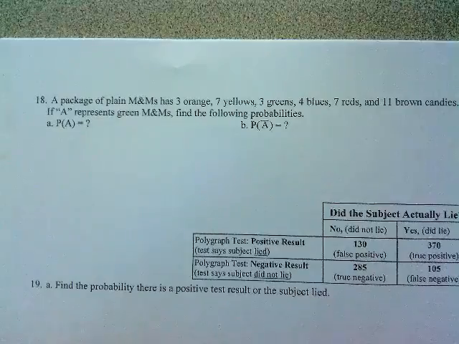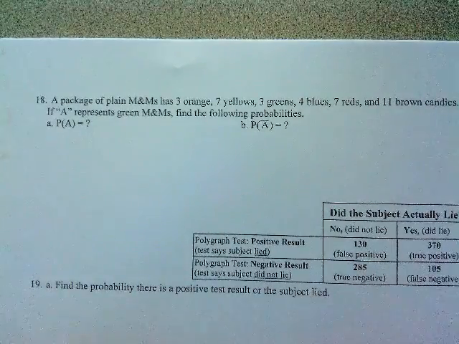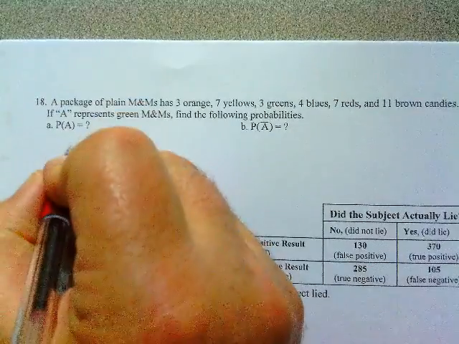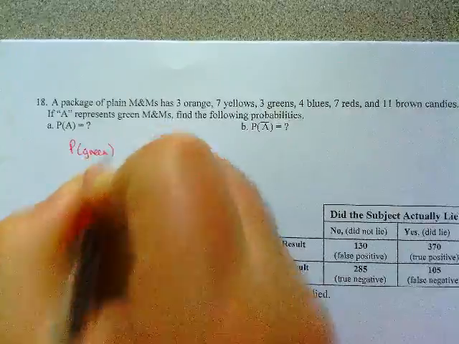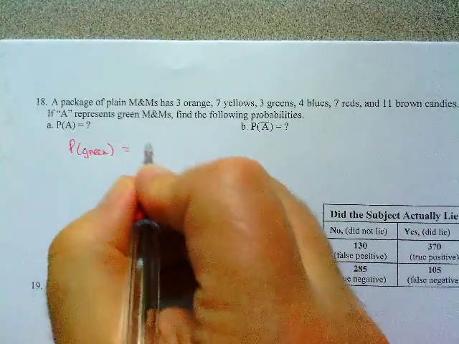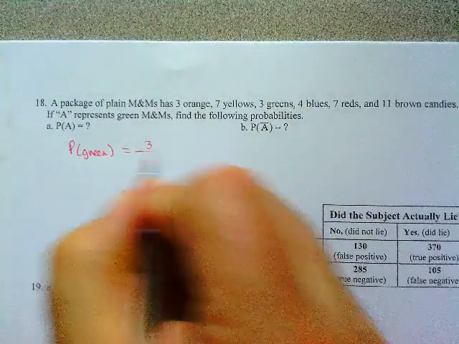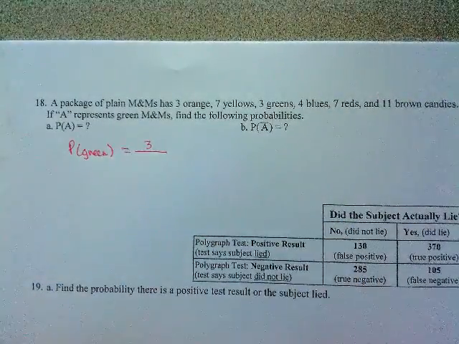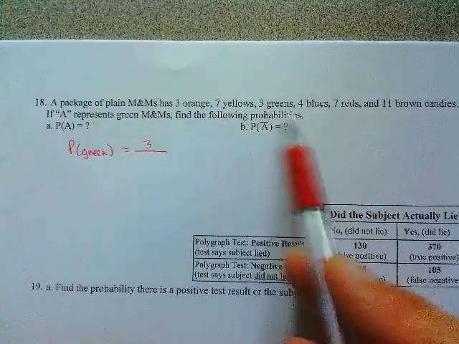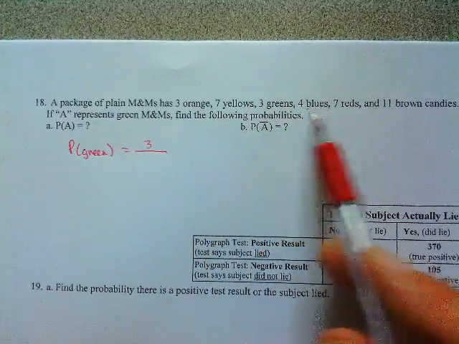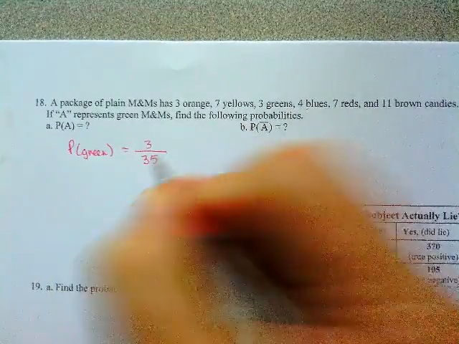So remember that in this case, probability is success divided by total. Really we want the green ones, the probability of getting a green one. Well, there's only 3 green ones, so that goes on top. Now, the bottom has to be the total. So we have 3 and 7, that's 10. And 13, 17, 24, and 11, that's 35. So we have 35 total M&Ms.